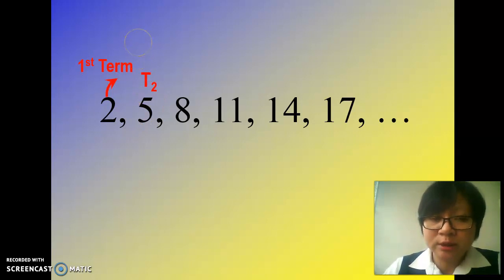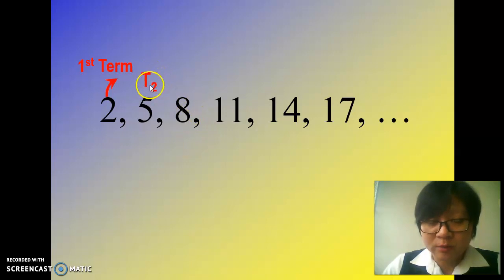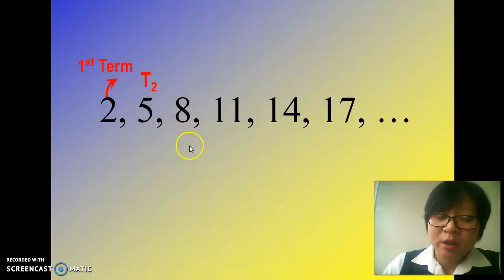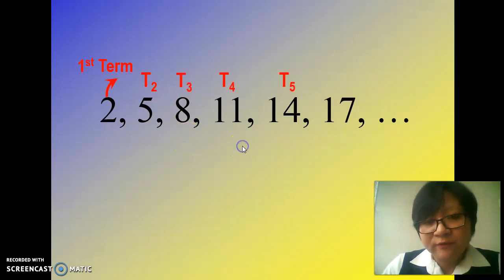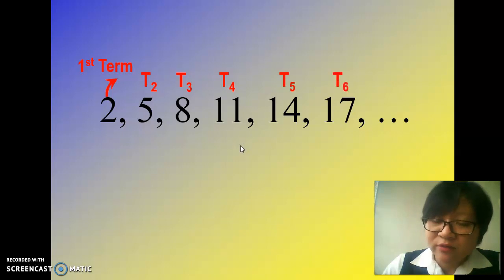If you put the position number slightly above the line, it means squared. We don't want that. So, you need to put the position number slightly below the line. 8 is the third term, 11 is the fourth term, 14 is the fifth term, and 17 is the sixth term. The three dots here mean the sequence goes on forever.